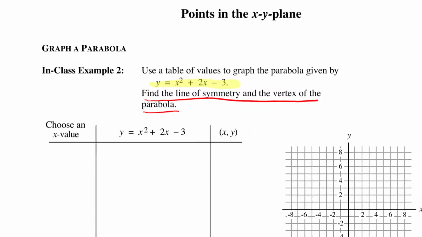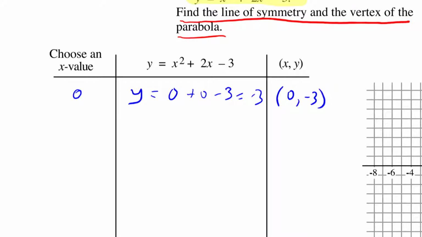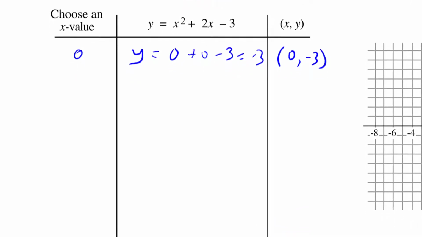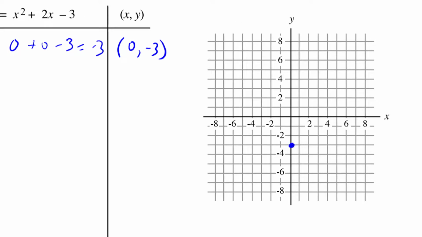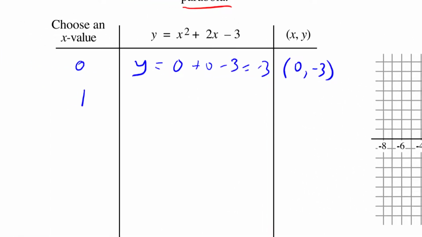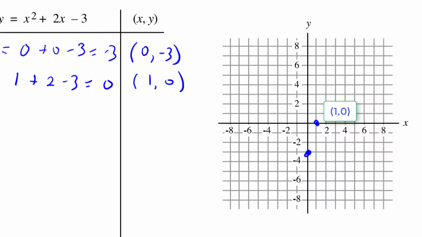Usually a good x value to choose right away is 0. So let's see what we get when we put 0 in. We'll just do this quickly. Our ordered pair is 0, negative 3. Let me move this up a little bit. 0, negative 3. Okay. And let's try x equals 1. 1, 0. Good.